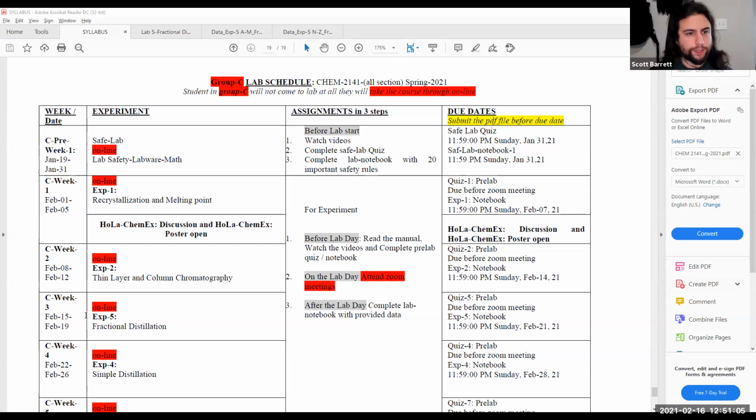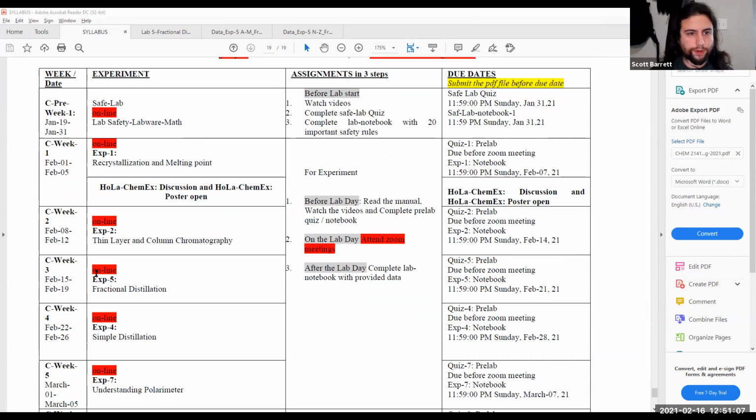I'm going to go ahead and get started here by opening up the page that we will be reviewing. So for starters, let's look at the syllabus for today. This week is going to be week 3, fractional distillation, experiment number 5. And what we're going to be doing is focusing on that as our subject.